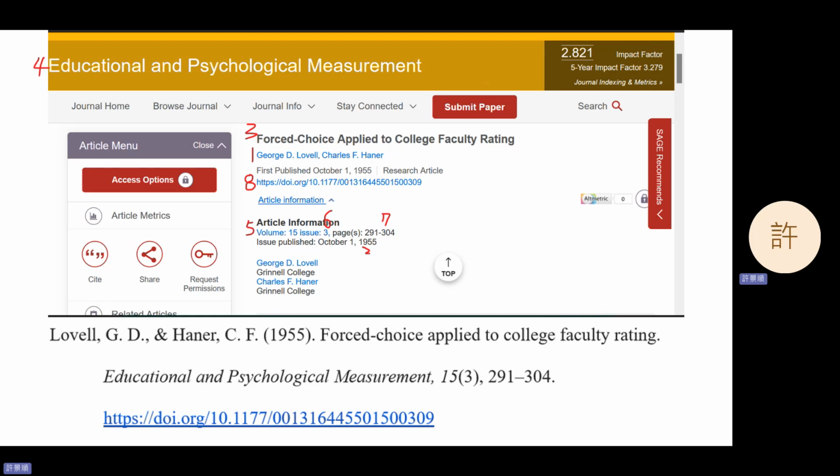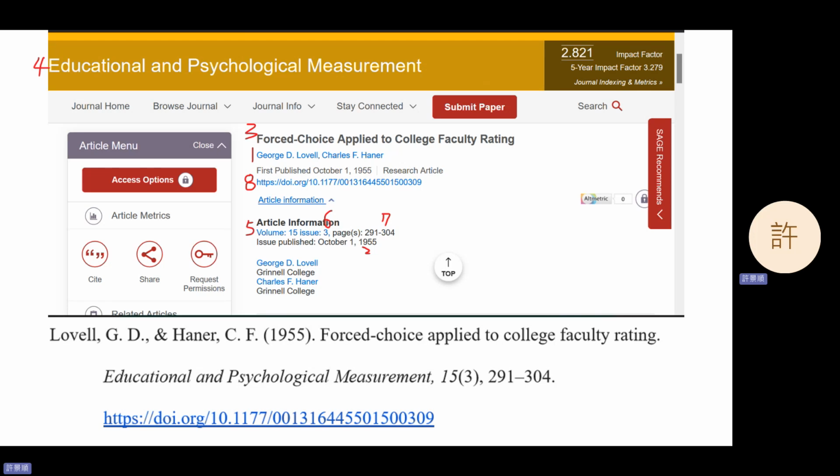The first one, names, right here. Last name, comma, initial of the first name, period, space, initial of the middle name, period, comma, space, and second name. Last name, comma, space, initial of the first name, period, space, initial of the middle name, period, space.